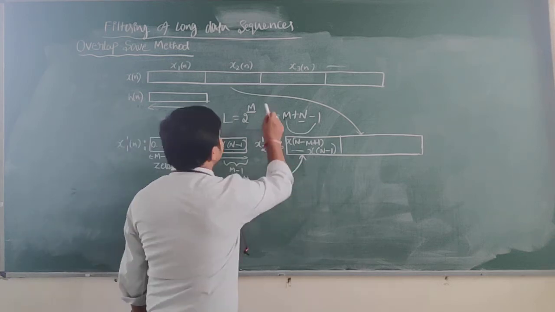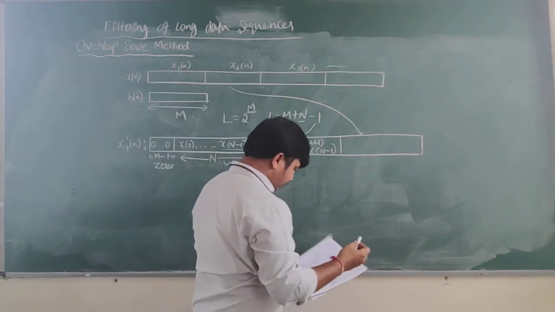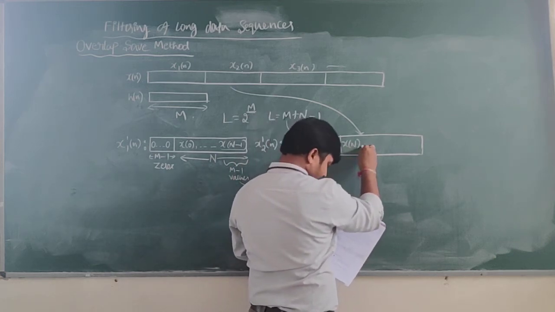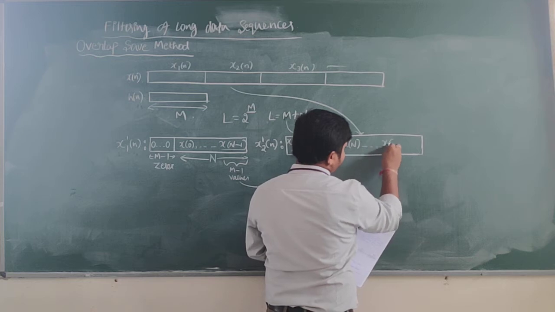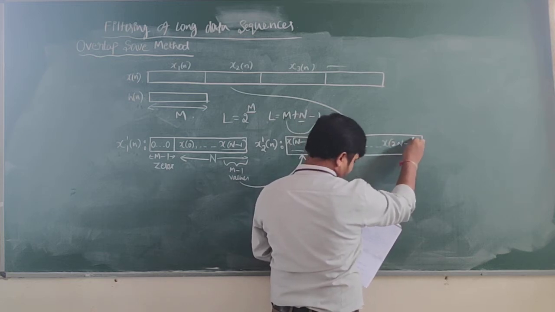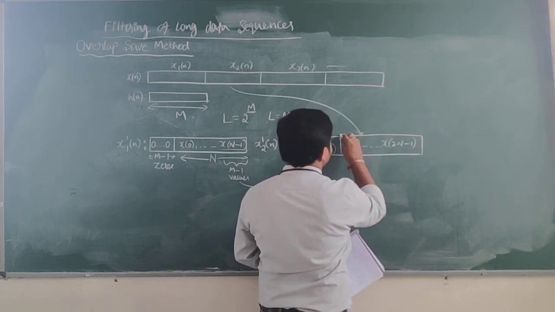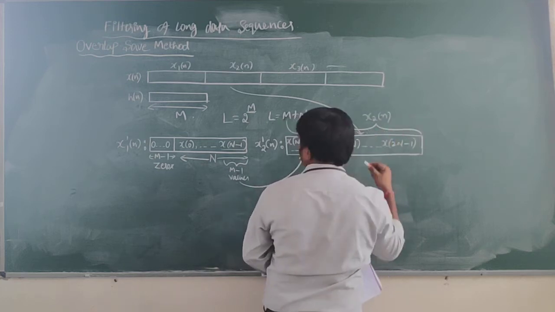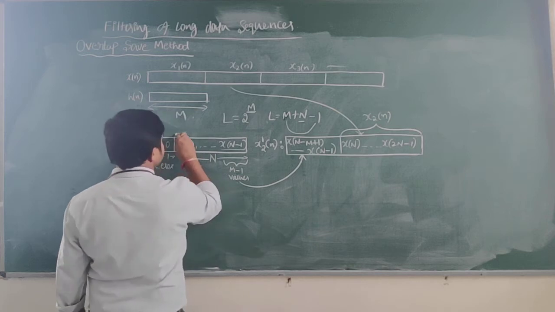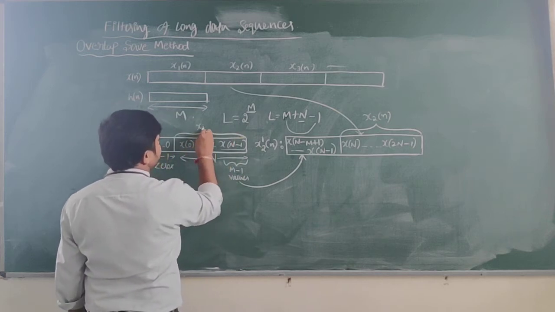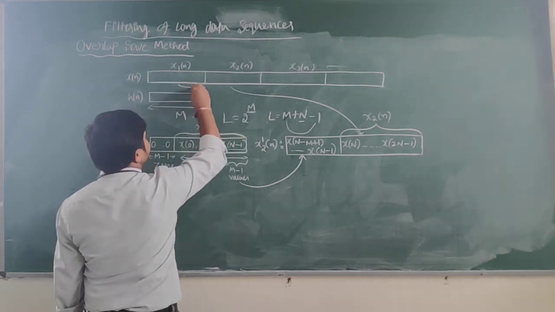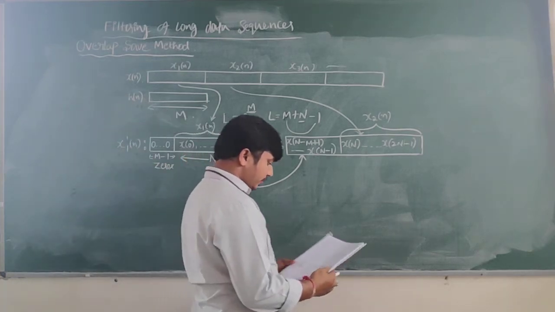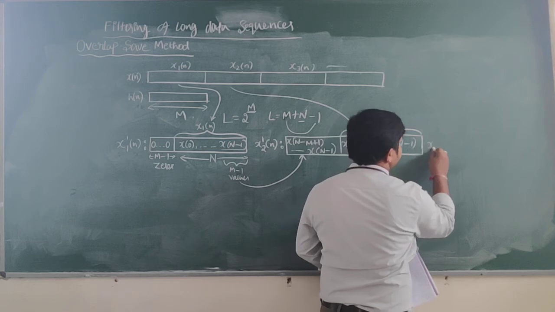The remaining part is x2 of n. So x2 of n starts from x of n and goes on up to x of 2n minus 1. This is x2 of n. Here, this is x1 of n, so x1 of n came here. Next sequence is x3 dash of n.